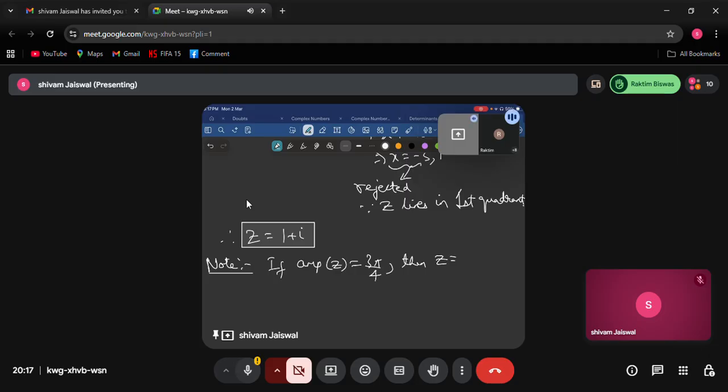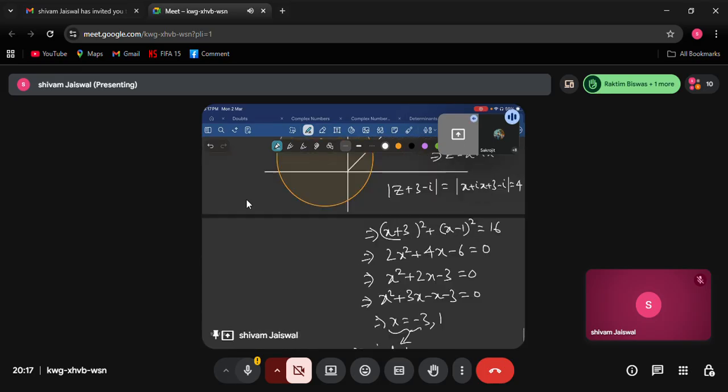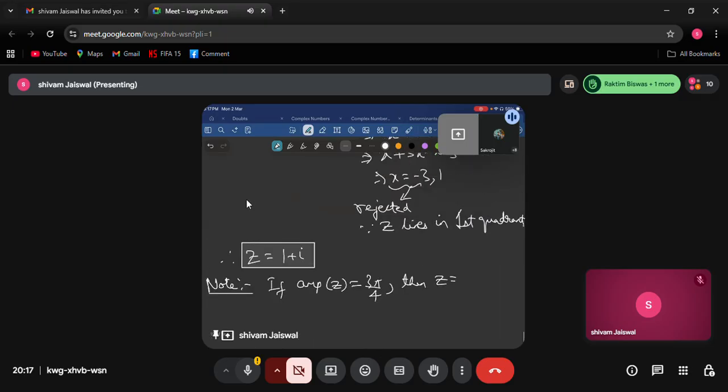If the amplitude of z is given as 3 pi by 4, yes Raktim, tell me. Sir, x plus iota x. I'm asking you the value of z. I have solved the whole question. Yes, Socrates, what should we take? Then we can also take x equal to -2 into consideration. X equal to -3.